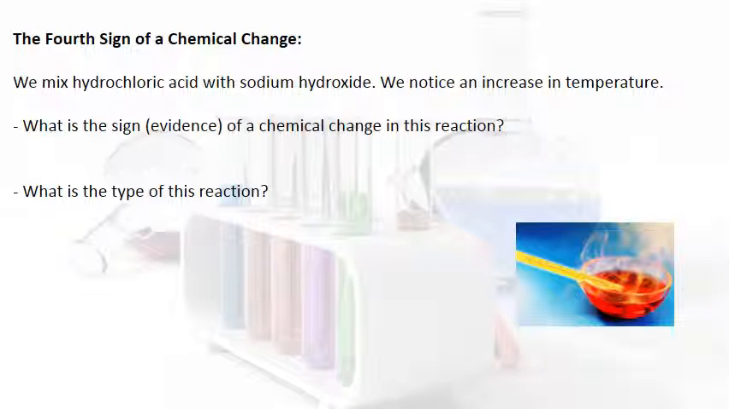The fourth sign of a chemical change, we mix hydrochloric acid with sodium hydroxide, we notice an increase in temperature. What is the sign or evidence of chemical change in this reaction? Heat. Yes, this is called exchange of heat, where we had an increase in temperature. What is the type of this reaction if we have an increase in temperature? Exothermic. Yes, exothermic.